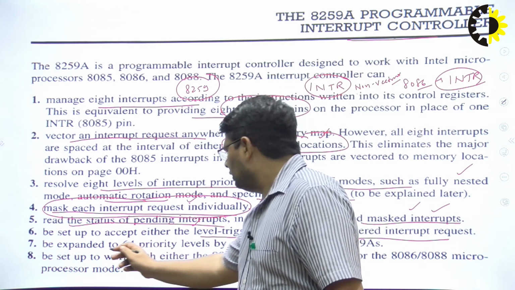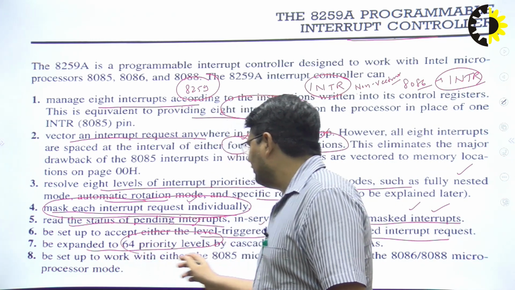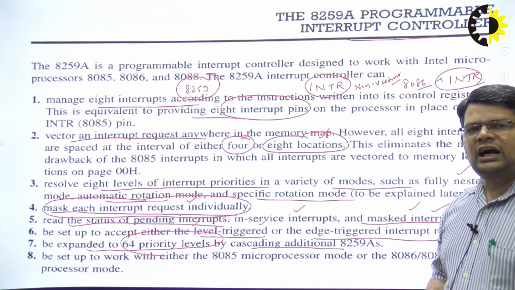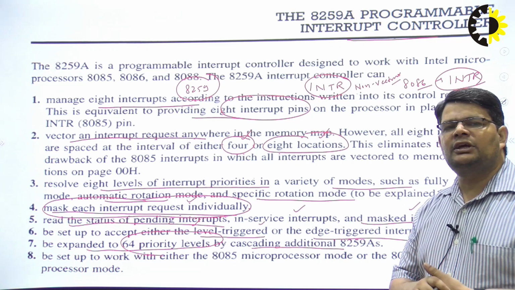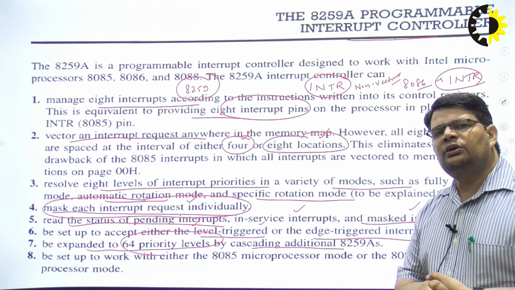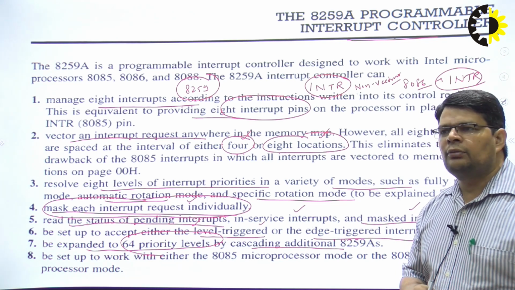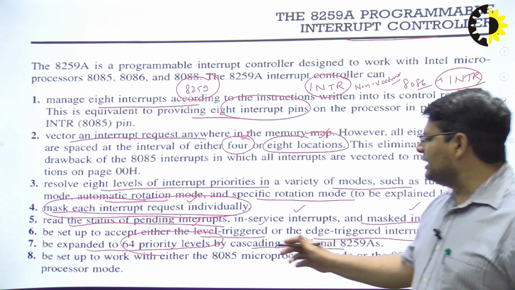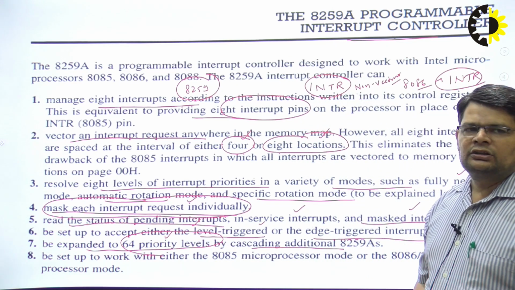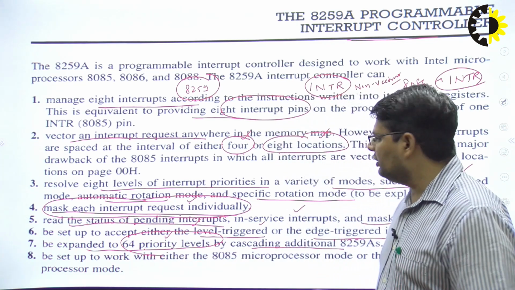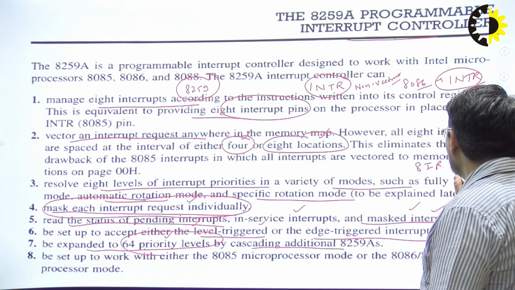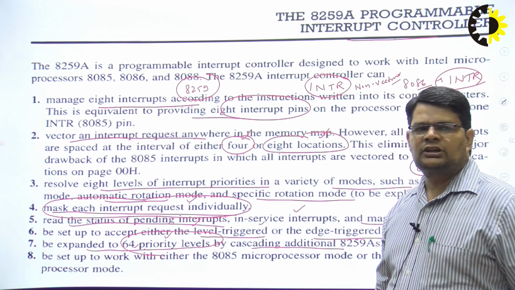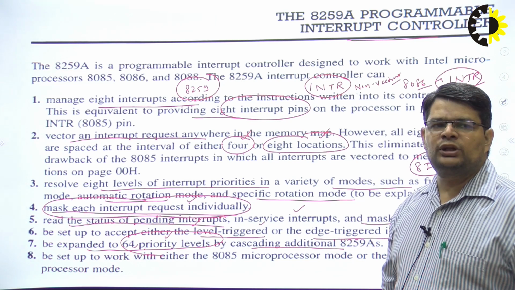Next, it can be extended up to 64 priority levels by using the cascade mode. We have discussed that the 8259 can work in the cascade mode, where multiple 8259s can be connected with each other. Out of these multiple 8259 ICs, one IC becomes the master and the remaining behave as slaves. So if we use a single 8259, we can have 8 interrupt requests, and if we connect 8 8259s, we can handle up to 64 interrupt requests. That is, the interrupt handling capability can be increased up to 64.